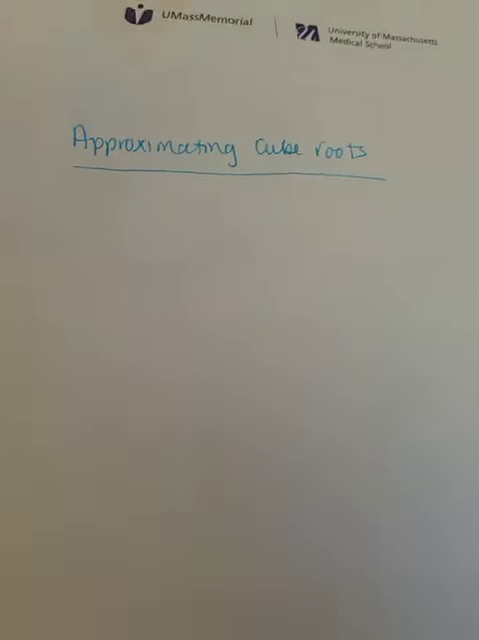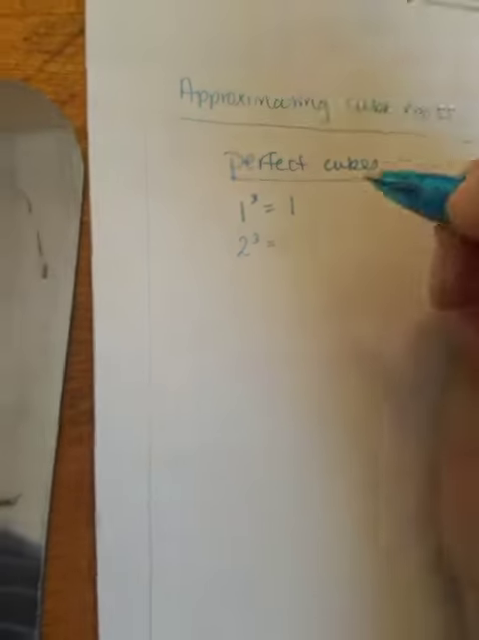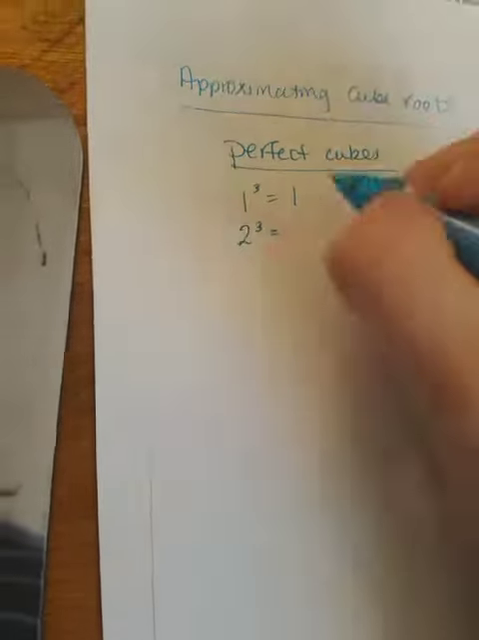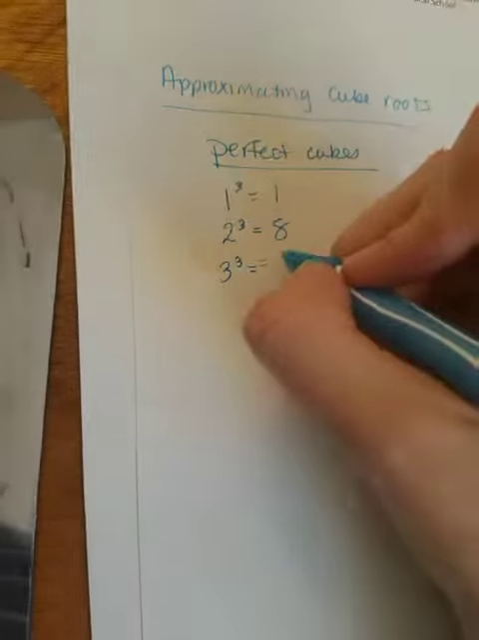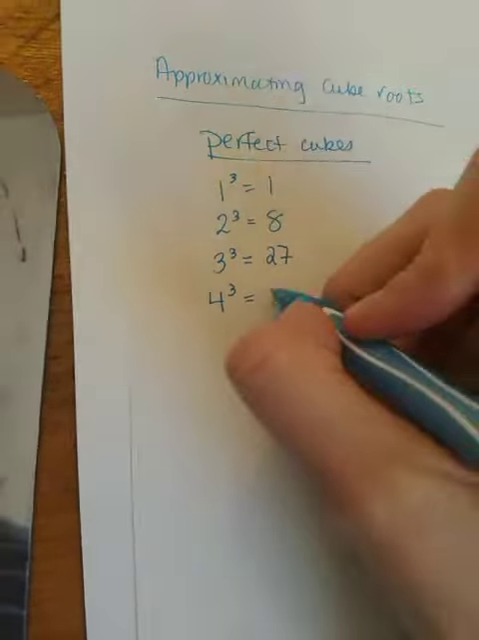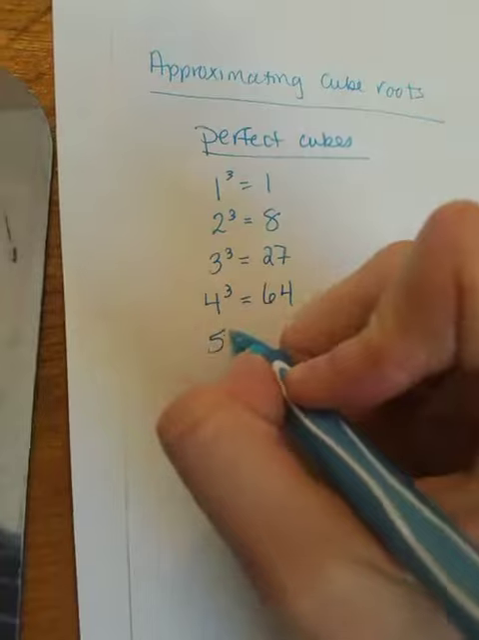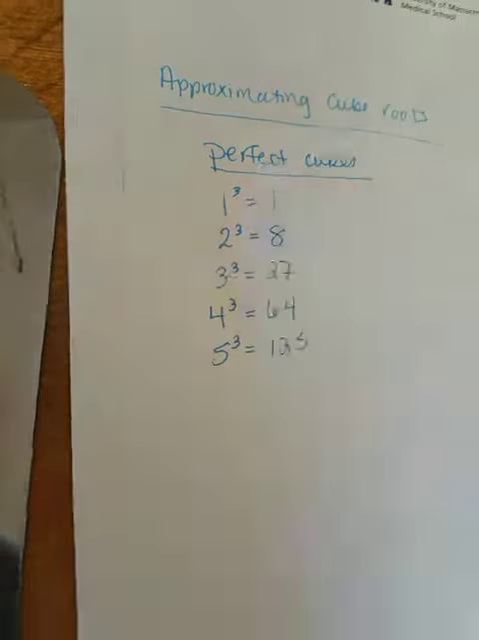Okay, and the other part of your lesson is approximating cube roots. We have talked about this before. So your perfect cubes, to remind you: 1 cubed is 1, 2 cubed, that means 2 times 2 times 2, not 2 times 3, that's 8. 3 cubed is 3 times 3 times 3, which is 27. 4 cubed is 4 times 4 times 4, which is 64. 5 cubed is 5 times 5 times 5, which is 125, and the list goes on.